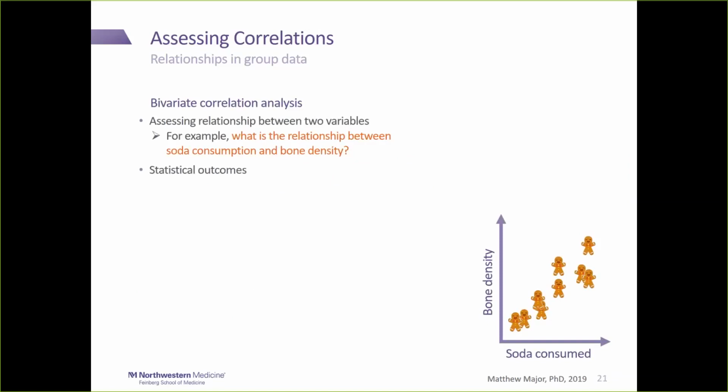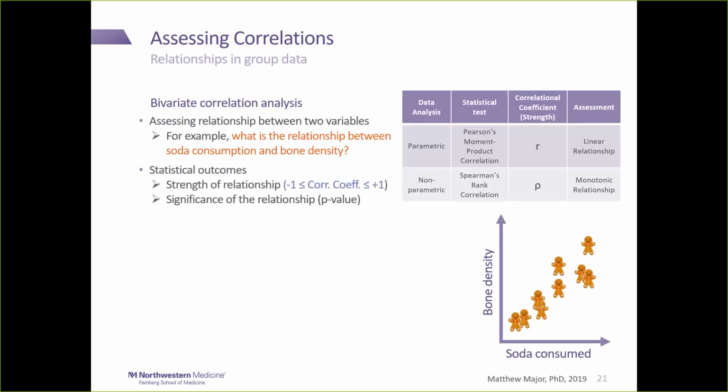Now, statistical outcomes that we're looking for, the first one is the strength of the relationship. This is your correlation coefficient. It'll fall between -1 and +1. In addition to that, we'll be looking for the significance of the relationship. This is your p-value. Now, as I mentioned before, you have parametric analyses and you have non-parametric analyses.